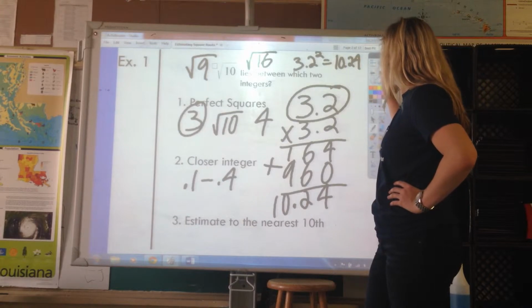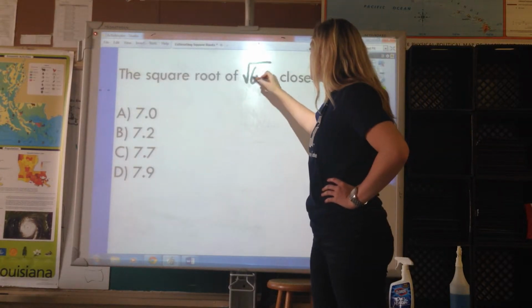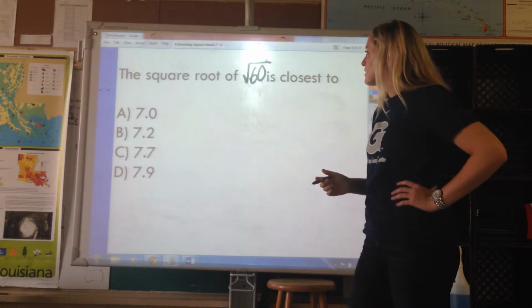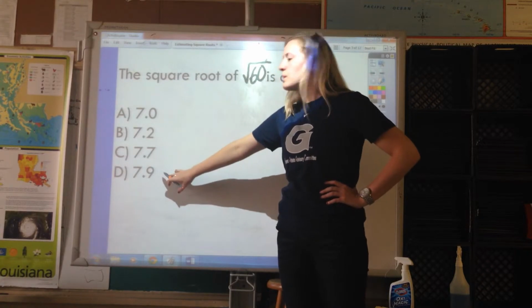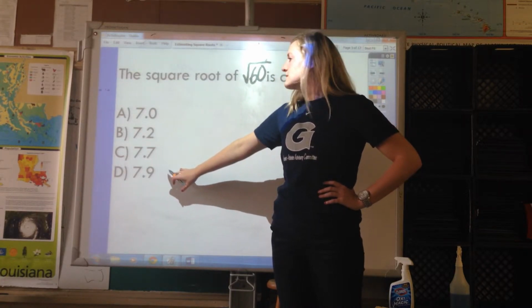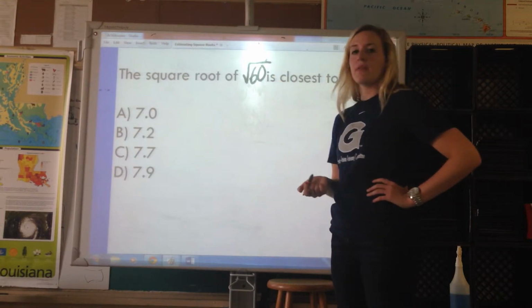Let's do another example. If I want to know what the square root of 60 is closest to, I go through the same steps. And this one is a multiple choice problem, so we'll be able to eliminate choices almost immediately. My first step, find the perfect squares that are around that.